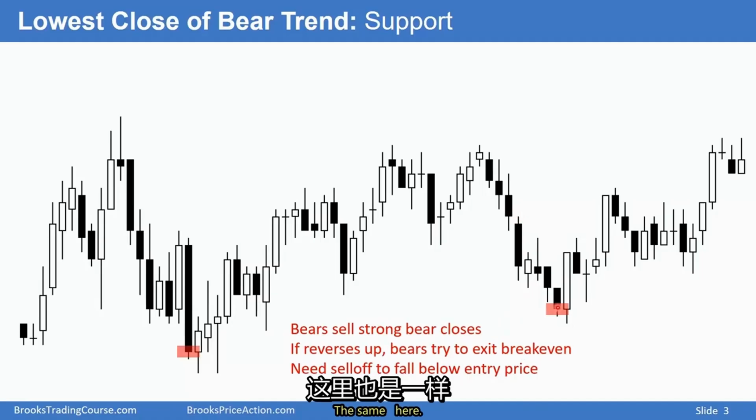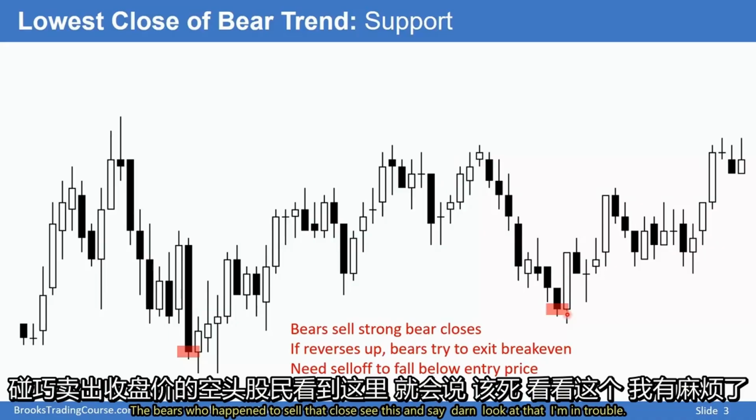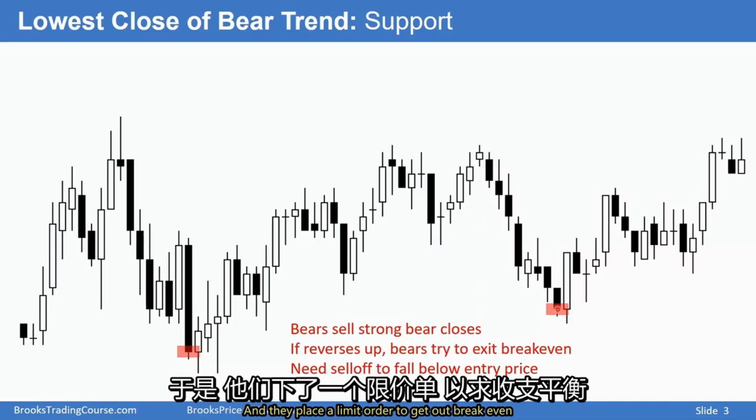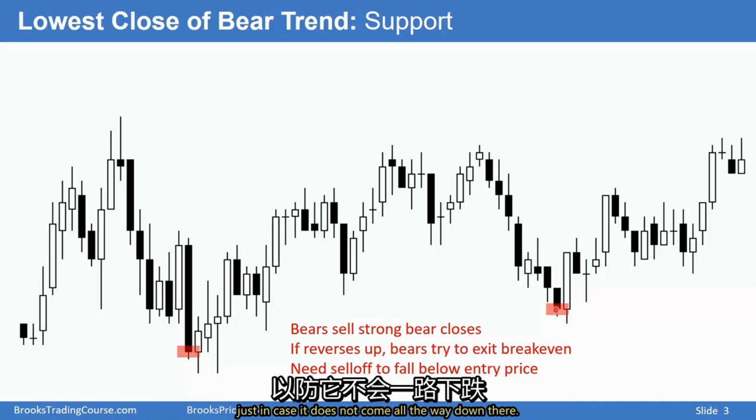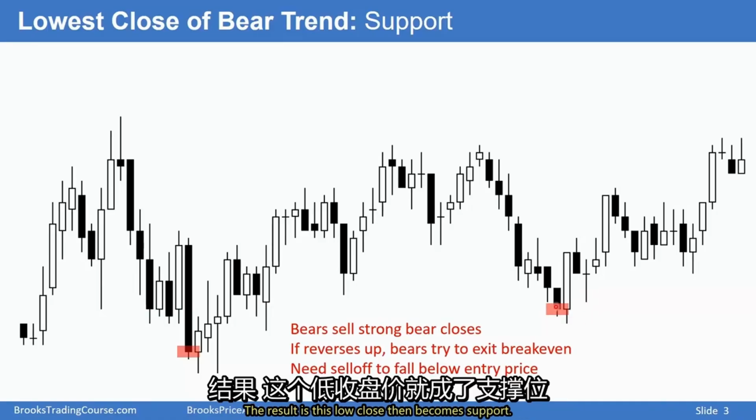The same right here. We have another decent sell-off. This is the low close. The bears who happen to sell that close see this and say, darn, look at that. I'm in trouble. And they place a limit order to get out break even, or maybe a limit order to buy a little bit above that close, just in case it does not come all the way down there. The result is this low close then becomes support.